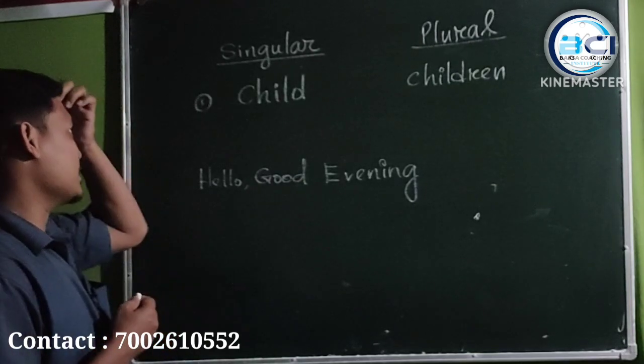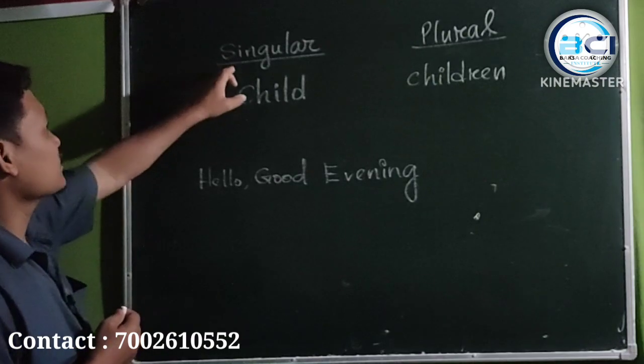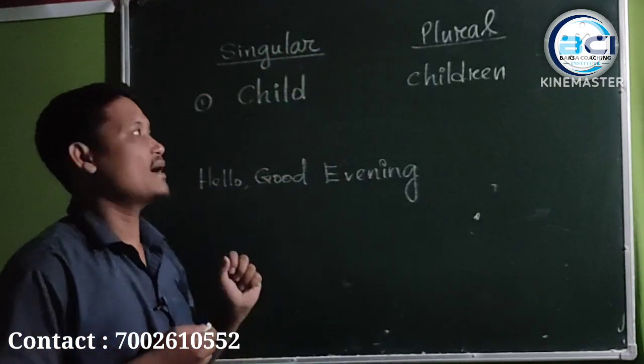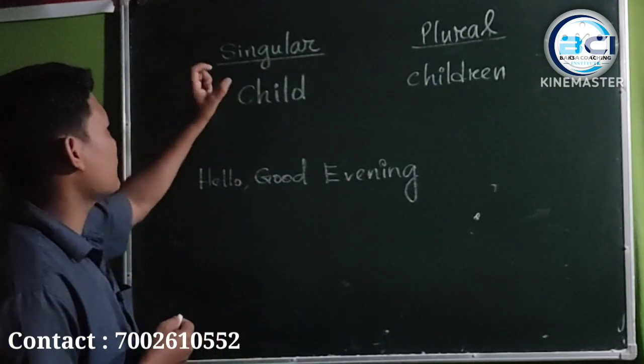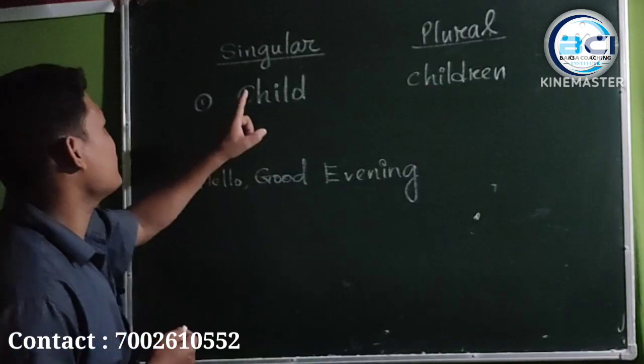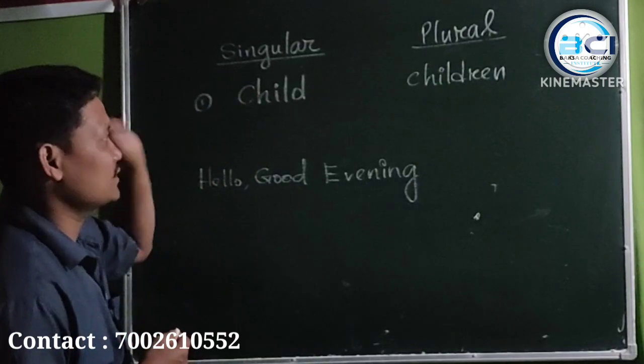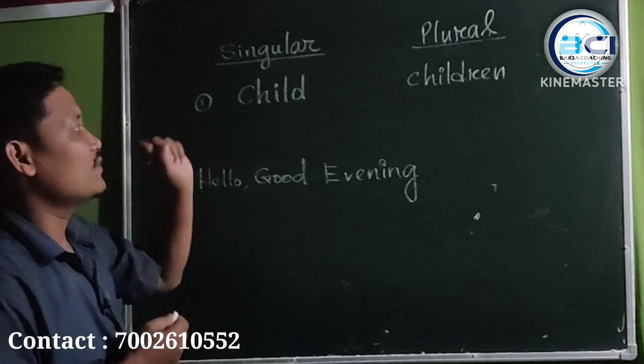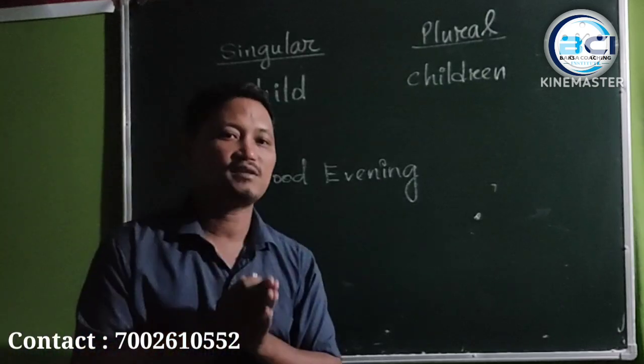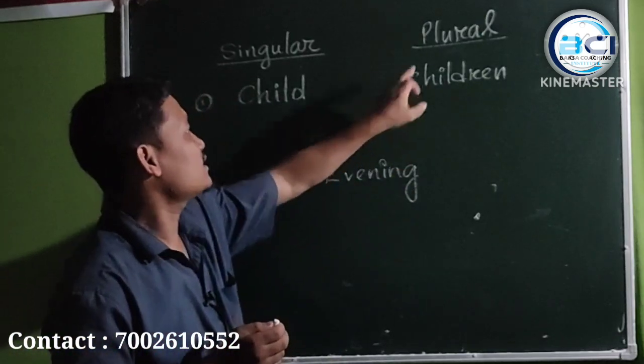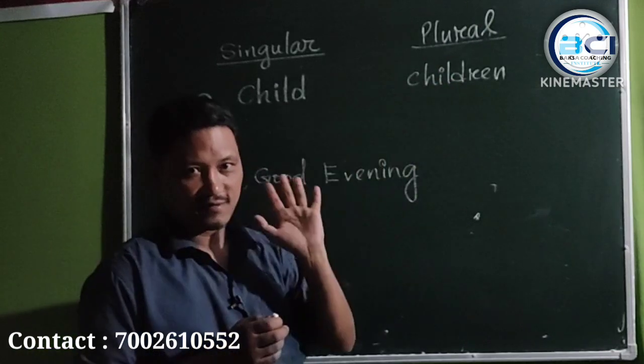Okay, I was telling about the singular and the plural. Mind it, whenever you say only one child, then you are going to use the word child. But when you have more than one child, then you will be using the word children, right?